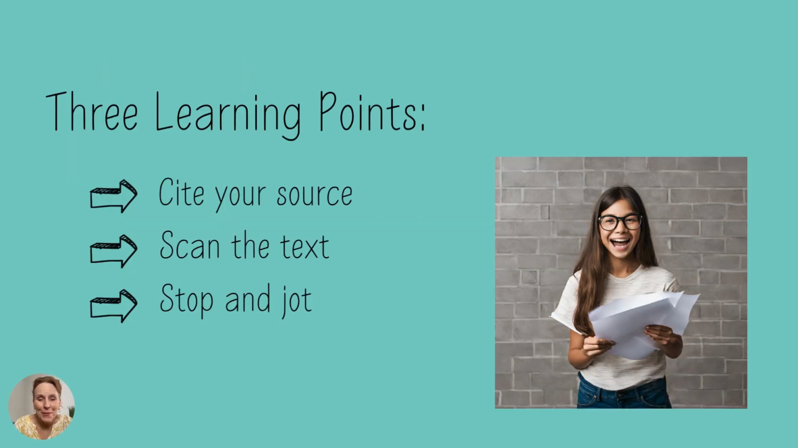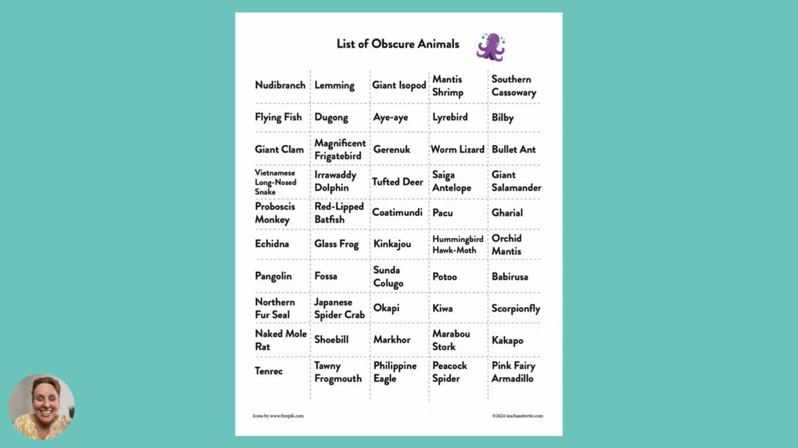We have 3 learning points today. You'll be citing your source. You will be scanning the text for information, and you will be stopping to jot down the facts. Today is an exciting day. You'll be researching your very own animal.